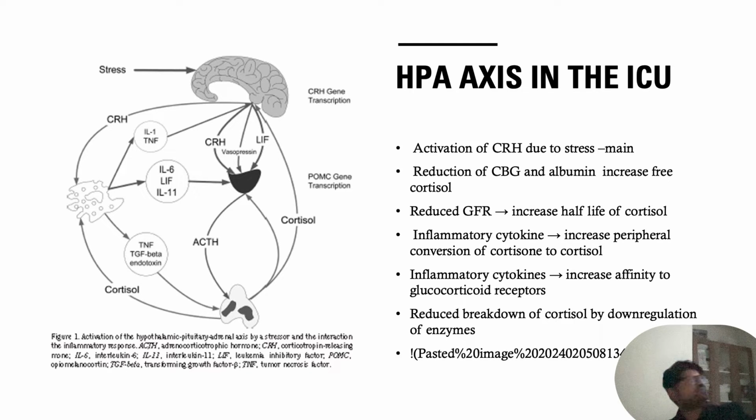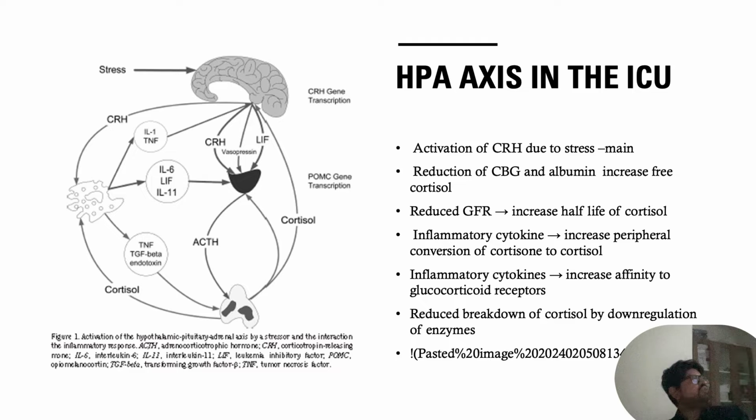Secondly, and this is what leads to problems in assessment, there is a reduction of cortisol binding globulin and albumin, which increases the free cortisol level, right? Now, this is the problem. What we assay in practice is the total cortisol, which includes the cortisol binding globulin bound cortisol and the free cortisol. So the cortisol binding globulin is reduced in the ICU setting, right? That is the reason why cortisol levels tend to be, in that sense, lower.